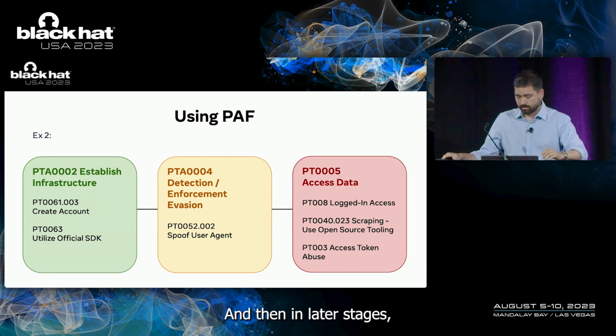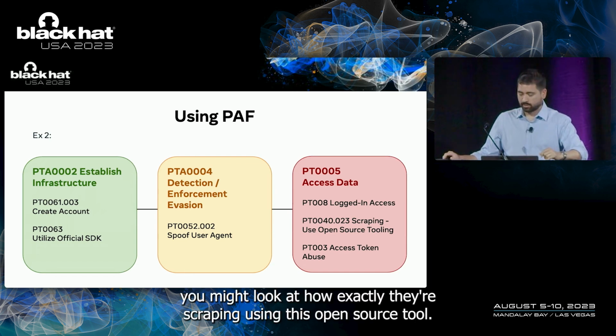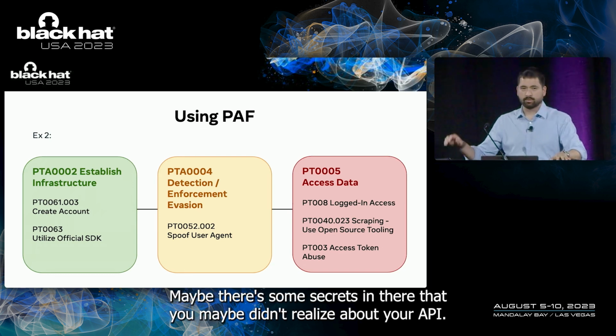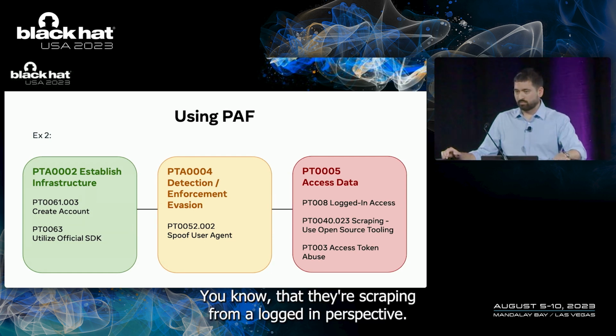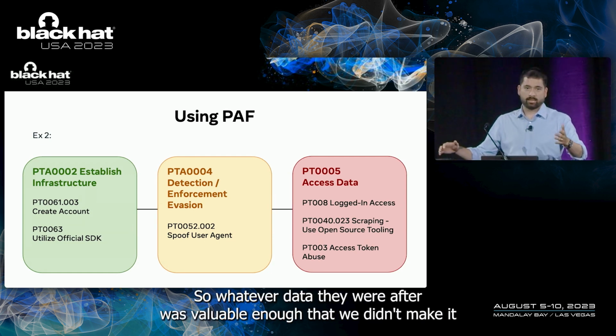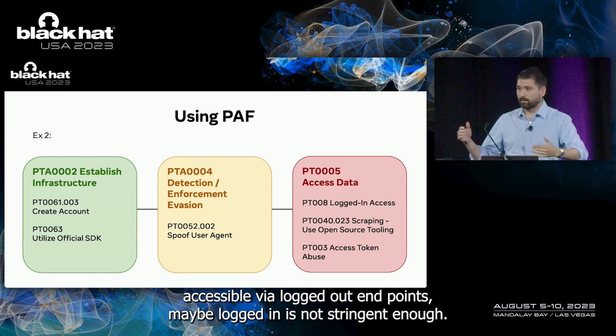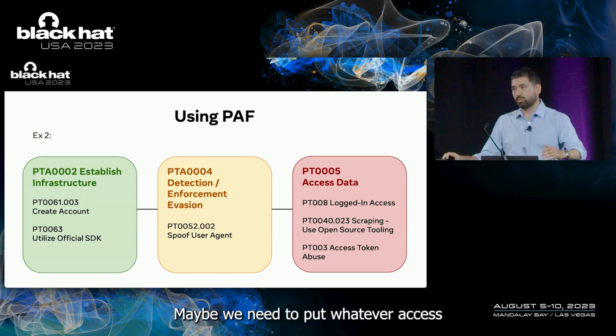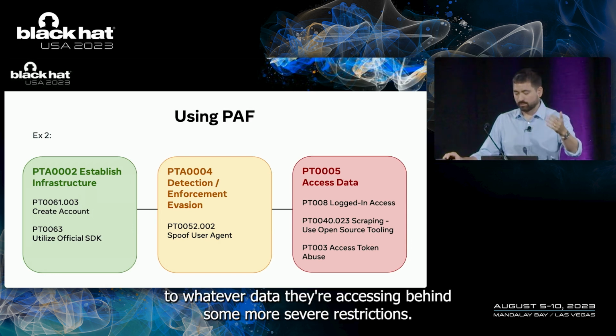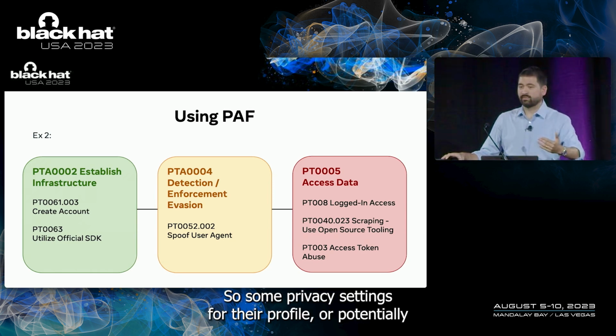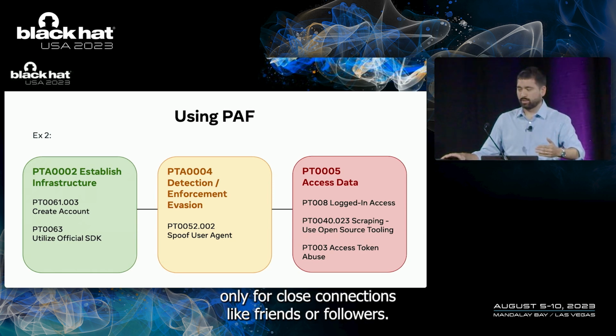And then in later stages, you might look at how exactly they're scraping using this open source tool. Maybe there's some secrets in there that you didn't realize about your API. You know that they're scraping from a logged in perspective. So whatever data they were after was valuable enough that we didn't make it accessible via logged out endpoints. Maybe logged in is not stringent enough. Maybe we need to put whatever data they're accessing behind some more severe restrictions. So some privacy setting for their profile, or potentially only for close connections like friends or followers.